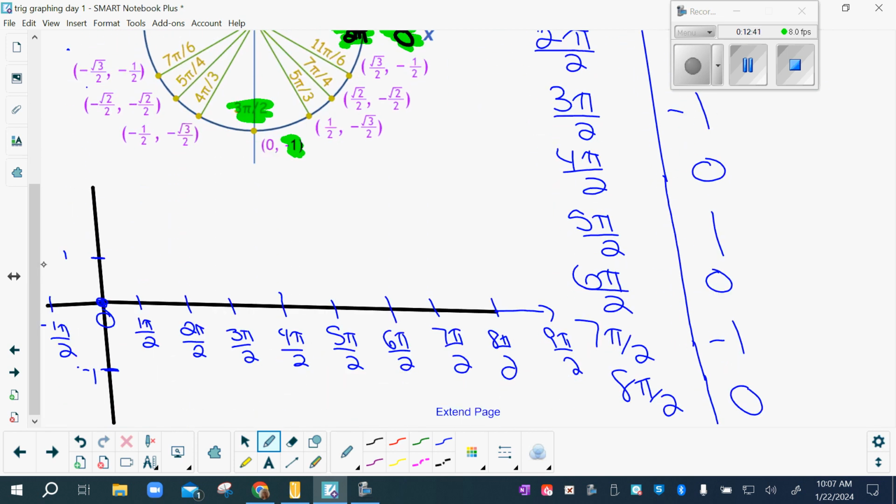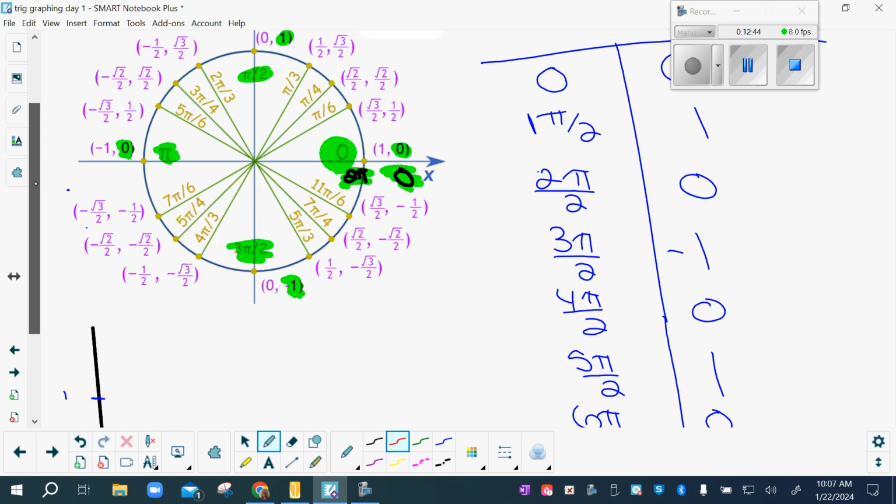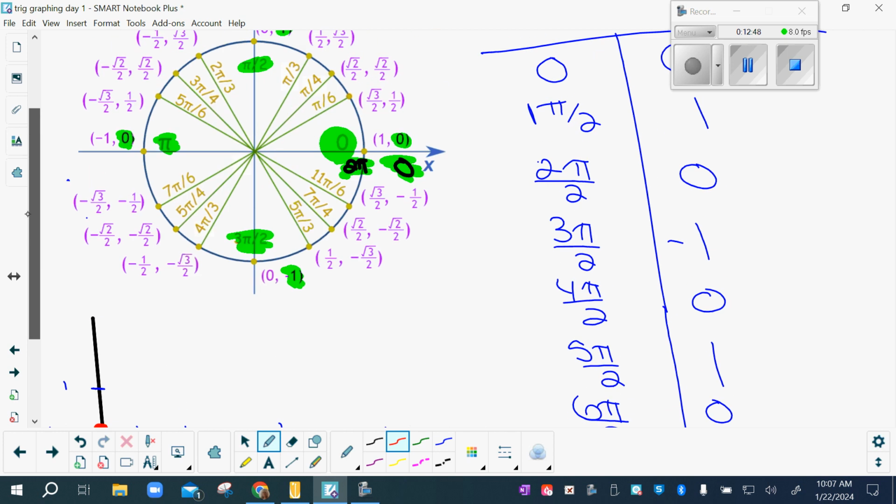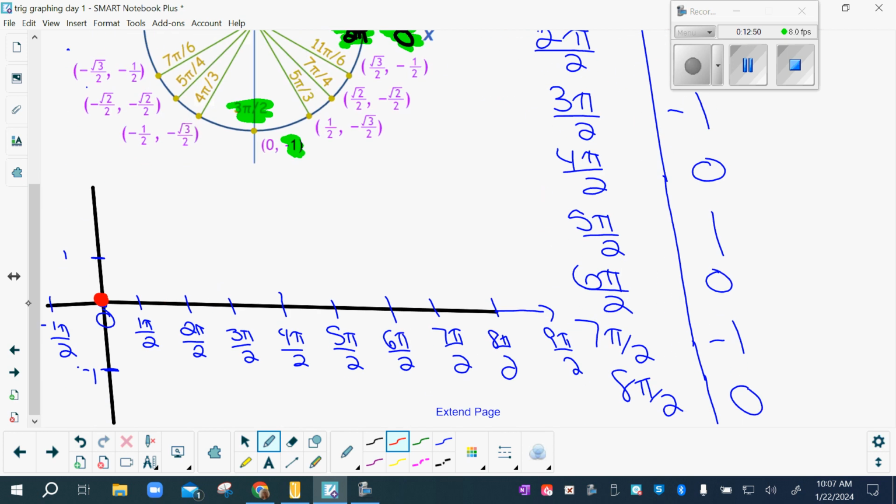You ready? Let's get a nice red pen. Let's start. 0, 0. Boom. 1 pi over 2, I'm at 1. 2 pi over 2, I'm at 0. 3 pi over 2, I'm at -1. 4 pi over 2, I'm at 0. 5 pi over 2, I'm at 1. It totally makes this little path.